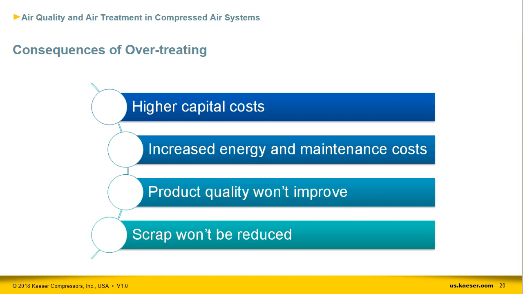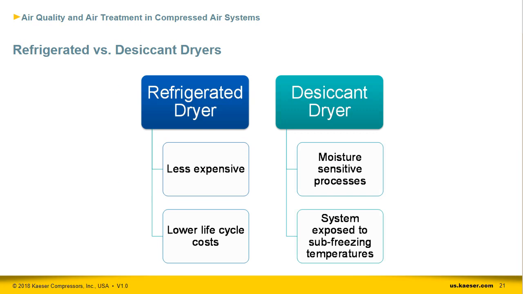Here's a common example of over-treating: going with a desiccant dryer when only a refrigerated dryer is needed. Refrigerated dryers are capable of handling the vast majority of applications. We estimate probably about 90-95%. They cost less to buy and to operate when compared to a desiccant dryer. Remember the instrument air quality air specification Michael mentioned before, pressure dew point 18 degrees below minimum temperature.